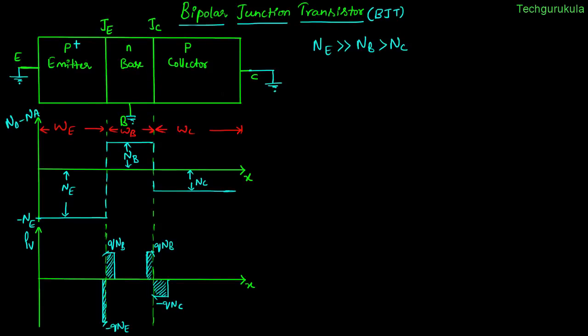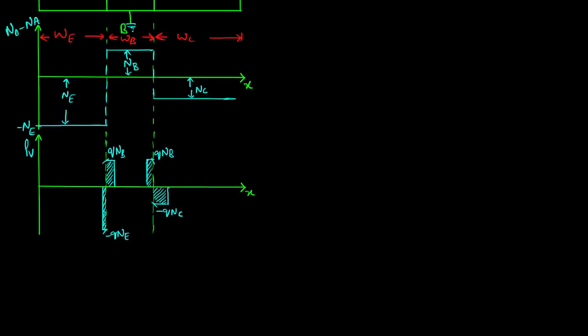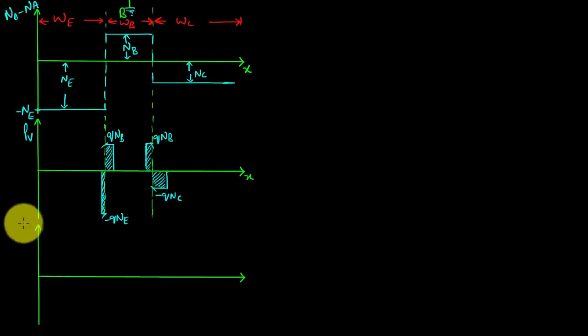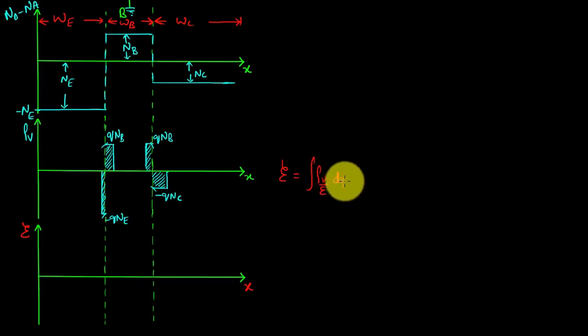Now once we know the uncompensated charge distribution, we can find the electric field inside these junctions, and let us plot them. Now I'm taking electric field on y-axis and distance on x-axis. Once we know charge distribution, we can find electric field based on this relationship, which we have seen while understanding p-n junction diode. So I'm integrating rho v over epsilon from left side to right side.